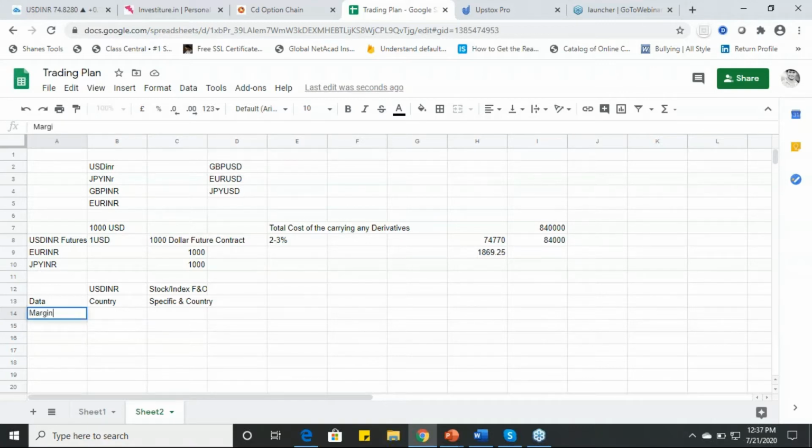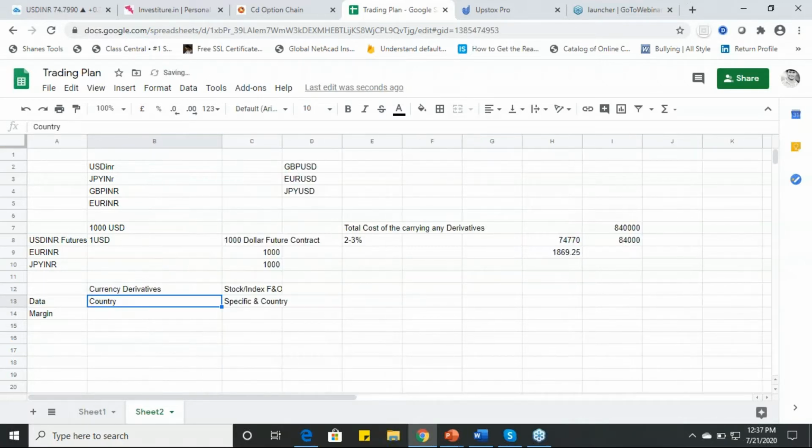As far as the margin is concerned, here in currency derivatives, I'll just write currency derivatives to make it more understandable to you all. Let's bold it so that you can see what the major difference is. The margin that you have to pay for carrying any future contract in currency derivatives is 2 to 3%, which is much cheaper and lesser than the stock or index margin.